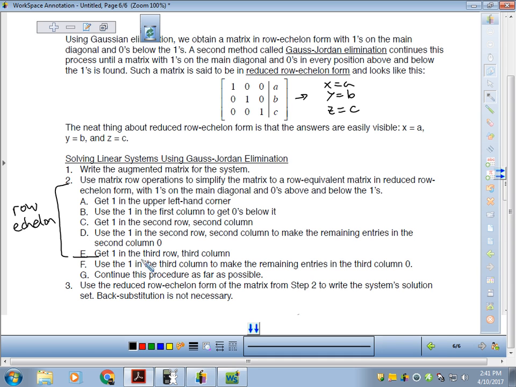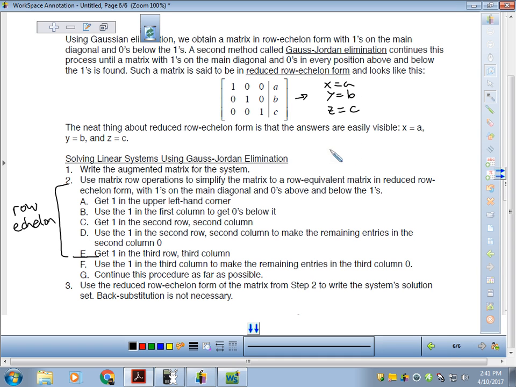Once you get your 1 in the third column, then take that 1 and use it to make the rest of these numbers up above it be 0. Then do the same thing here. Take the 1 that's in the second row, second column, and use it to make this above it a 0. And that will get it into reduced row echelon form. And then that'll tell you what your answers are.